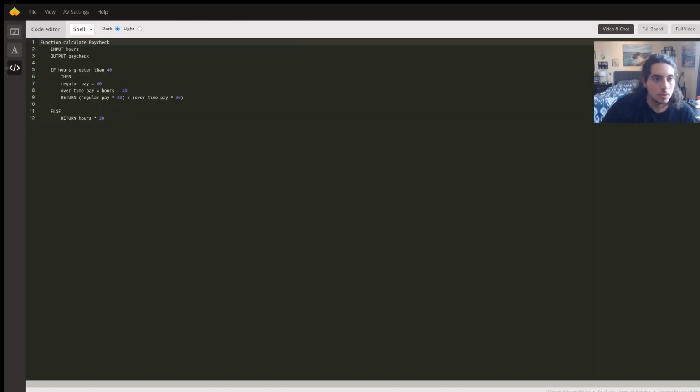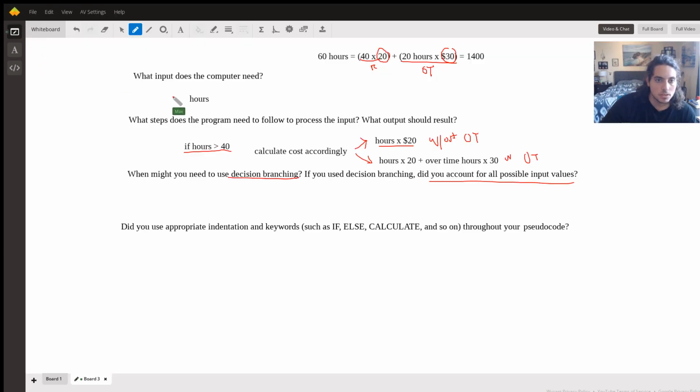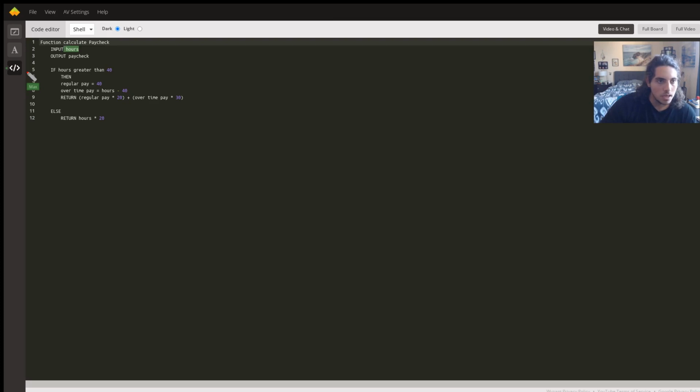Okay, so here's the pseudocode. We have our function. We're going to call it calculate paycheck. What are the inputs? Well, we established earlier that hours is our only input, and the output is going to be the paycheck. And we're saying our conditional, if hours is greater than 40, then we know we're going to have overtime, right? So regular pay is going to be 40, and then those remaining hours are going to be overtime. So in this case, it says hours minus 40.